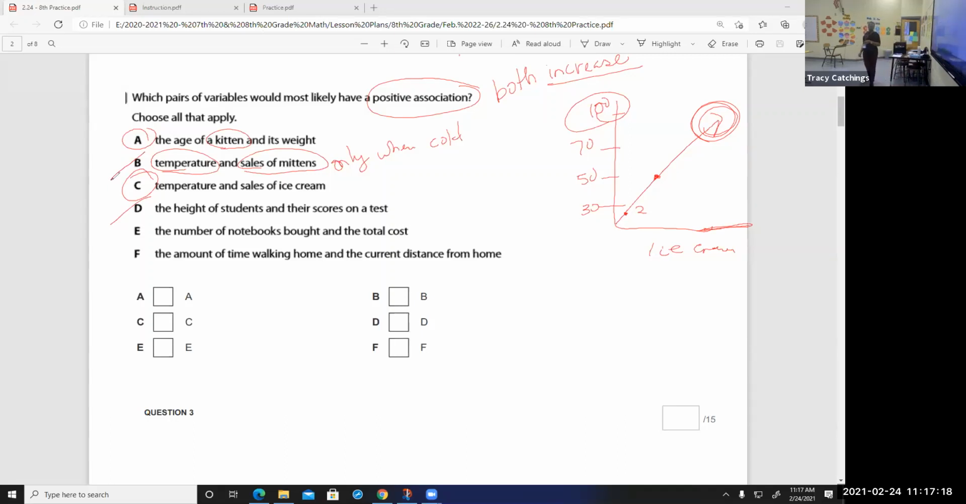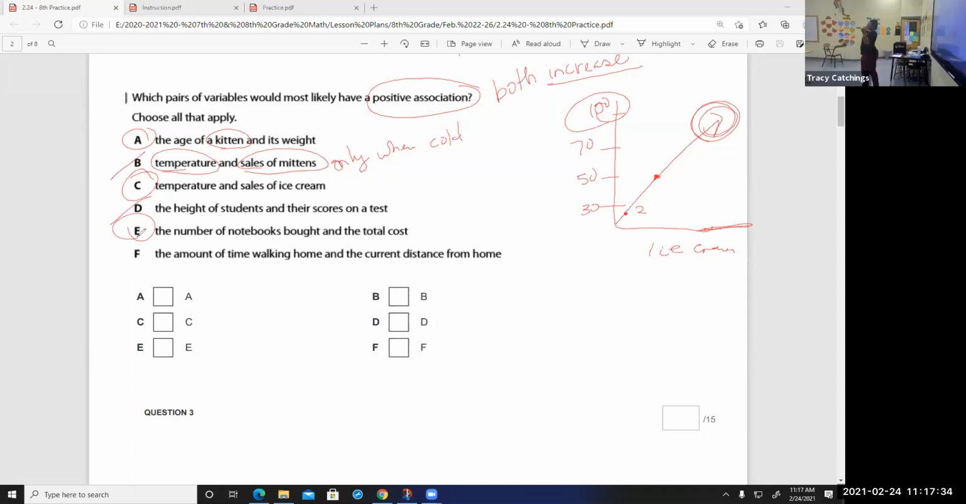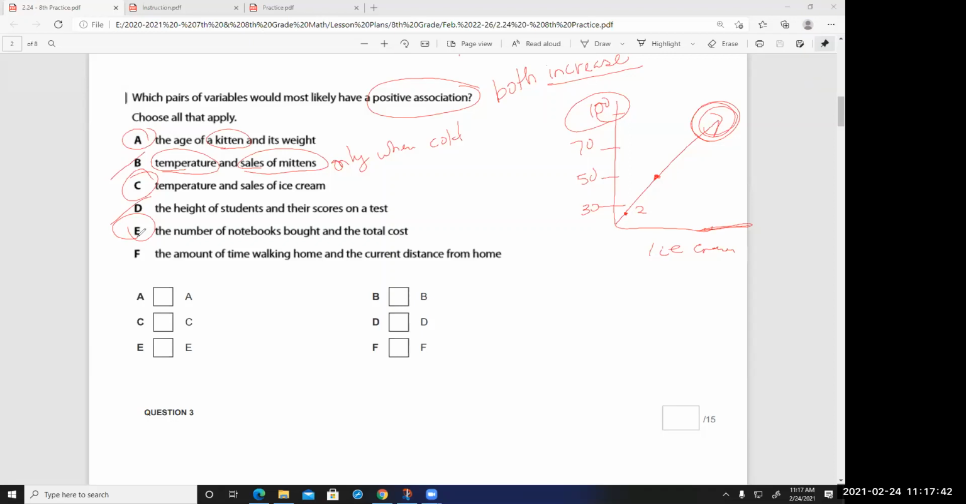He said the number of notebooks bought and the total cost. Yeah, because the more notebooks bought, I mean, like probably yourself. Shoot, I'll buy a bunch of notebooks for a small price. Okay, unless it's on sale. I like how you said that, Amari. If it's on sale, but a standard price, even if it's on sale, if I get more of them, I'm going to pay a little bit more.